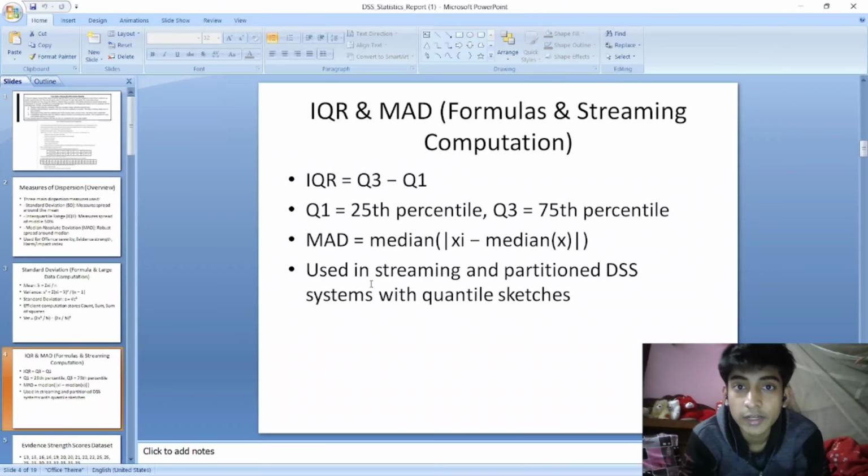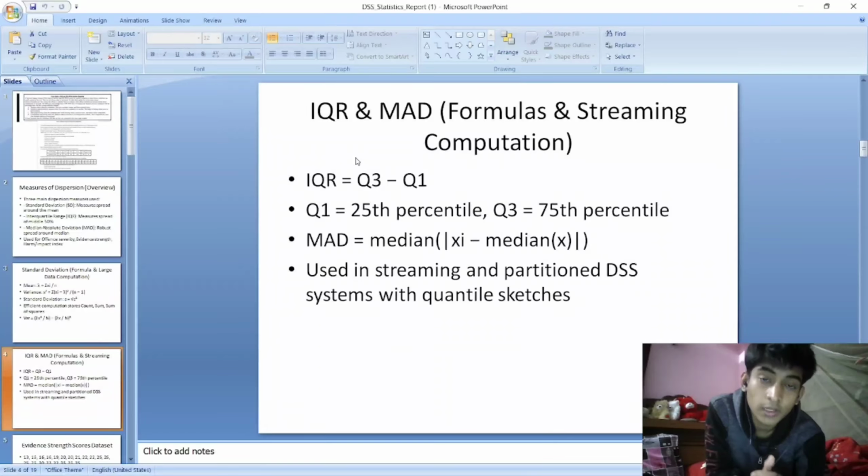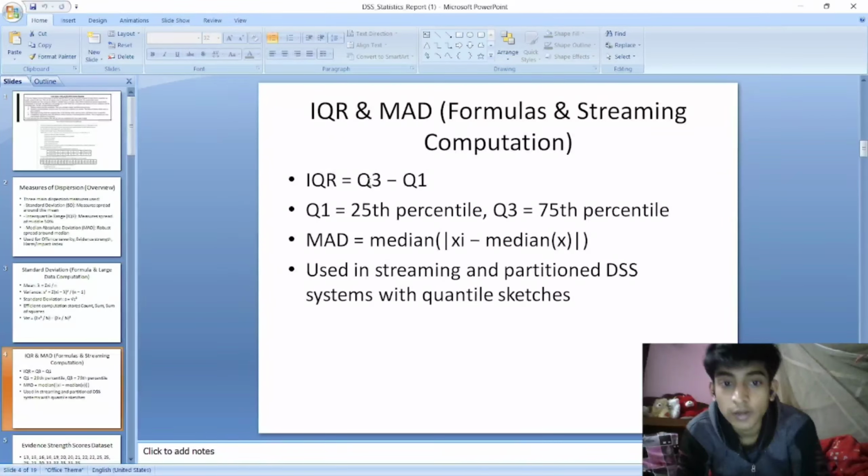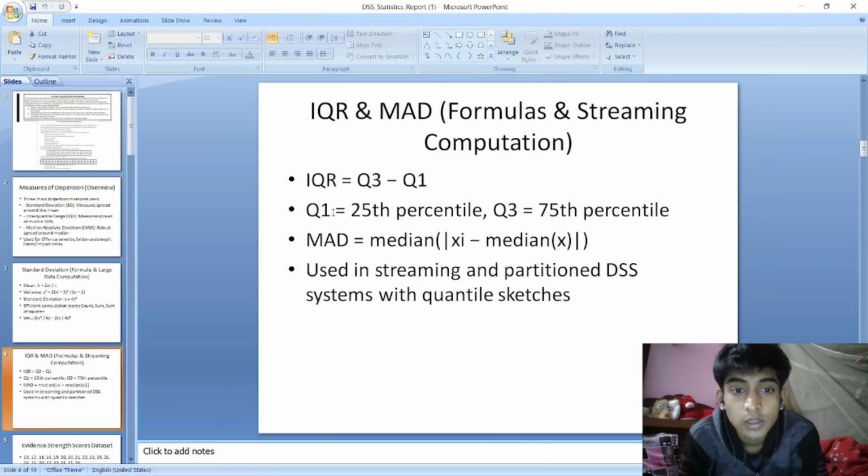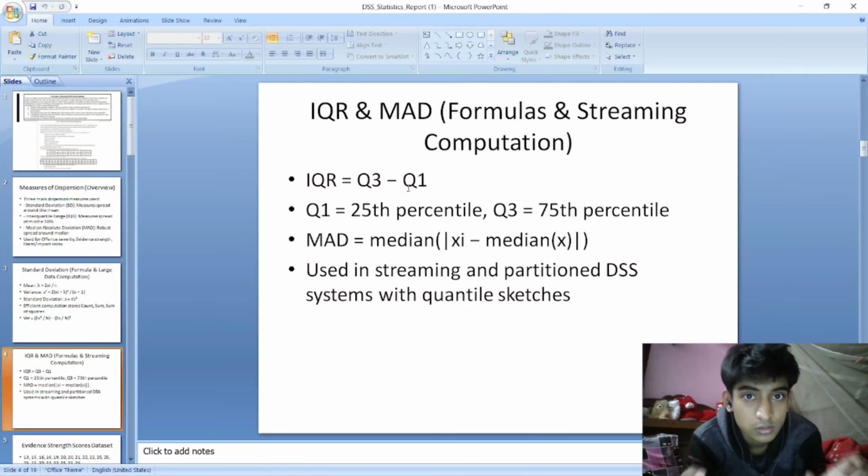Now the second method is interquartile range and MAD. Interquartile range is often used for outlier detection, where if the data is above quartile 3 or below quartile 1 by a margin, it is said to be an outlier, right? Interquartile range is calculated as quartile 3 minus quartile 1. And quartiles basically divide the data into four parts, right?